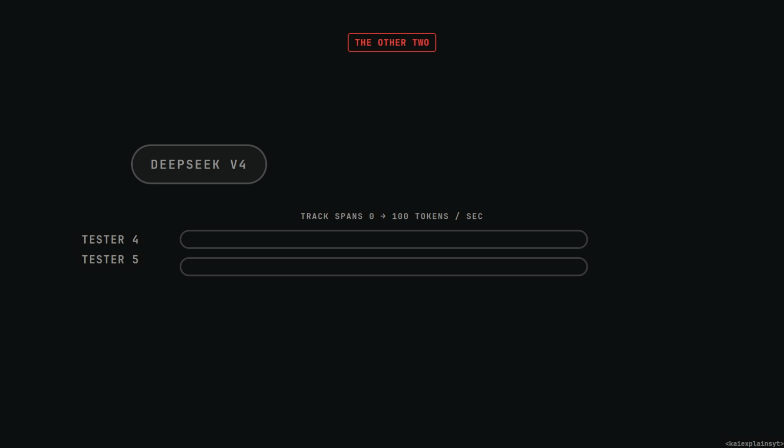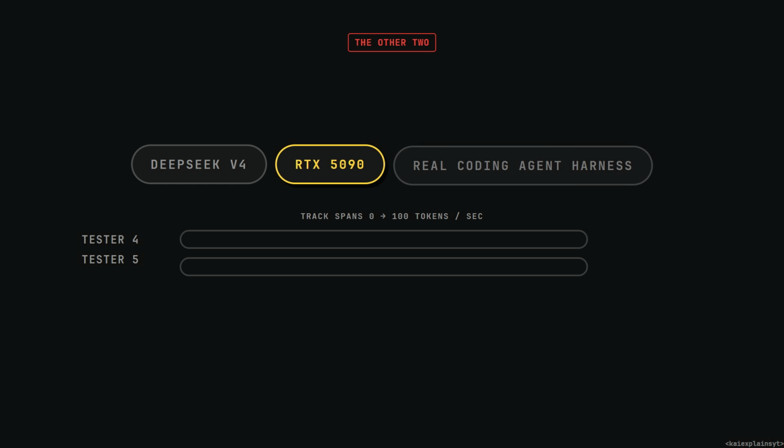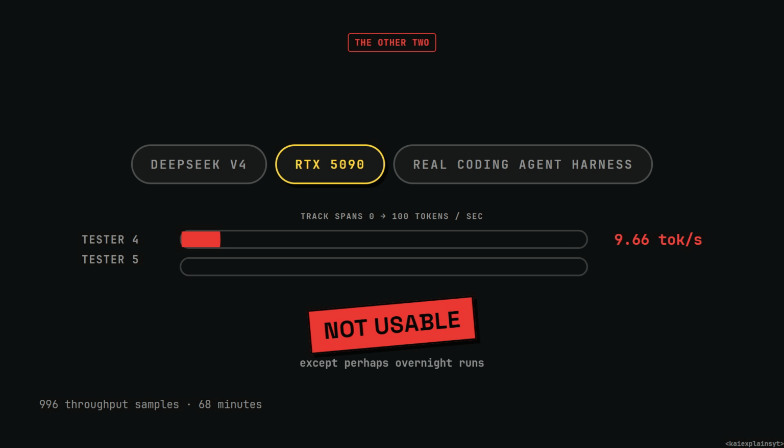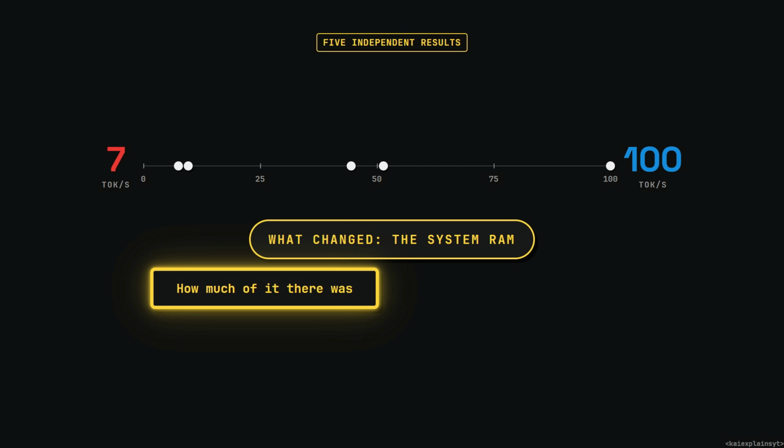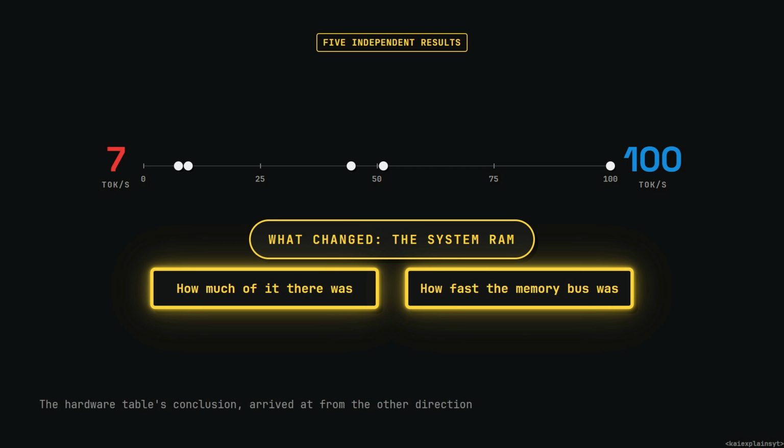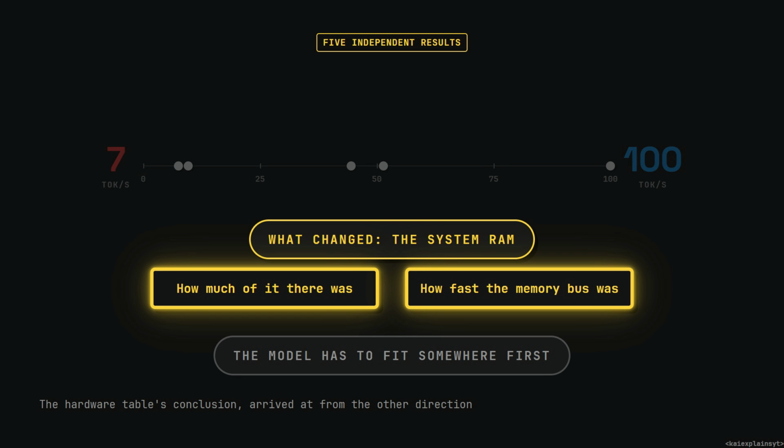One person ran DeepSeek V4 on a 5090 through a real coding agent harness and logged 996 throughput samples over 68 minutes, averaging 9.66 tokens per second. Their verdict was not usable except for perhaps overnight runs. Another got 7.5 tokens per second on a cold start and 17 after warm-up. 5 results spread from 7 tokens per second to 100, and what changed between them was the system RAM, how much of it there was, and how fast the memory bus was. That's the hardware table's conclusion arrived at from the other direction. The model has to fit somewhere before FreeToken can do anything clever with it.